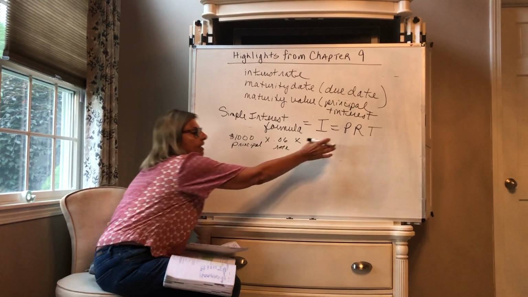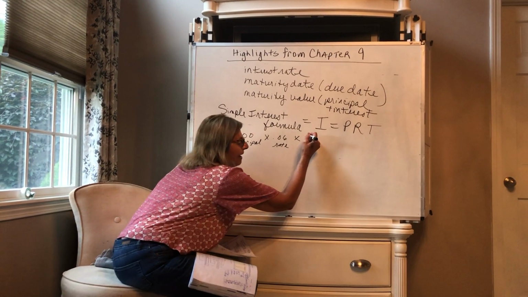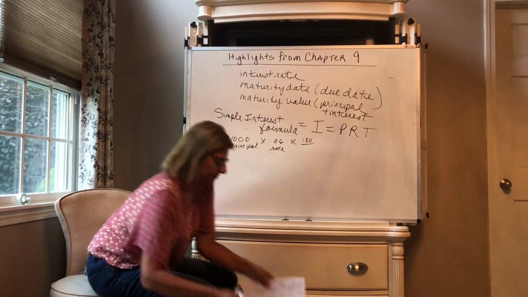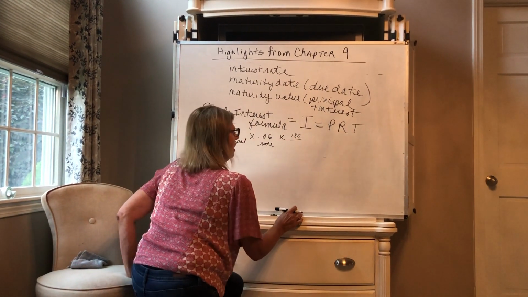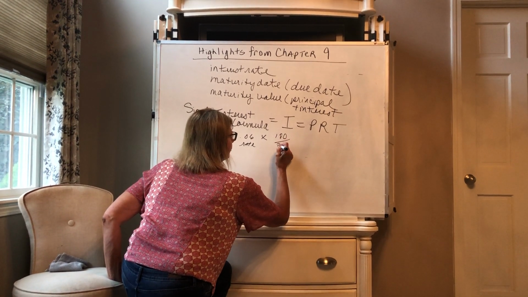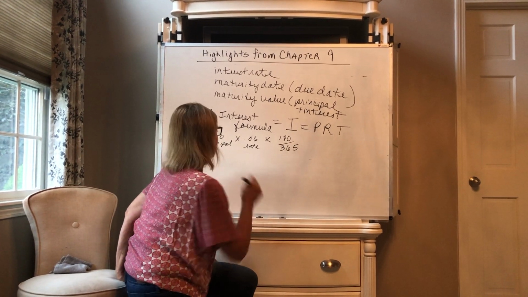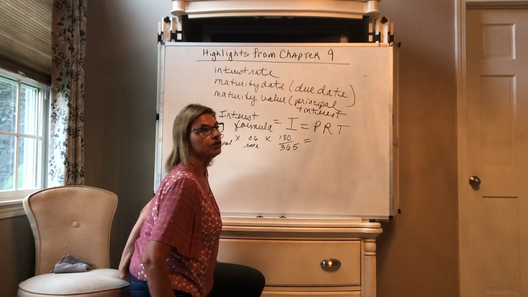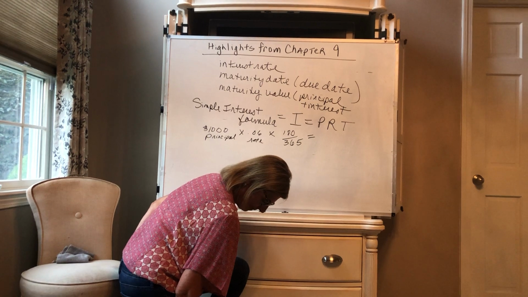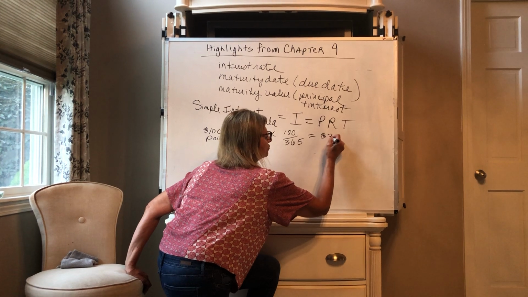And the time I'm putting into this formula is going to be 180 days. When you have days, 180 would be your numerator, the number of days, over 365. They use 365 for the days of a year. That's going to give you what I is, your interest. This part is not in the book. I rounded it. It's about 29 and change. I rounded it up to $30 interest.